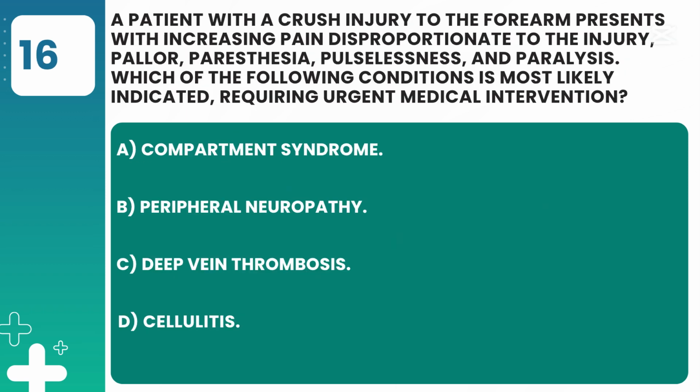Question 16. A patient with a crush injury to the forearm presents with increasing pain disproportionate to the injury, pallor, paresthesia, pulselessness, and paralysis. Which of the following conditions is most likely indicated, requiring urgent medical intervention? A. Compartment syndrome. B. Peripheral neuropathy. C. Deep vein thrombosis. D. Cellulitis.